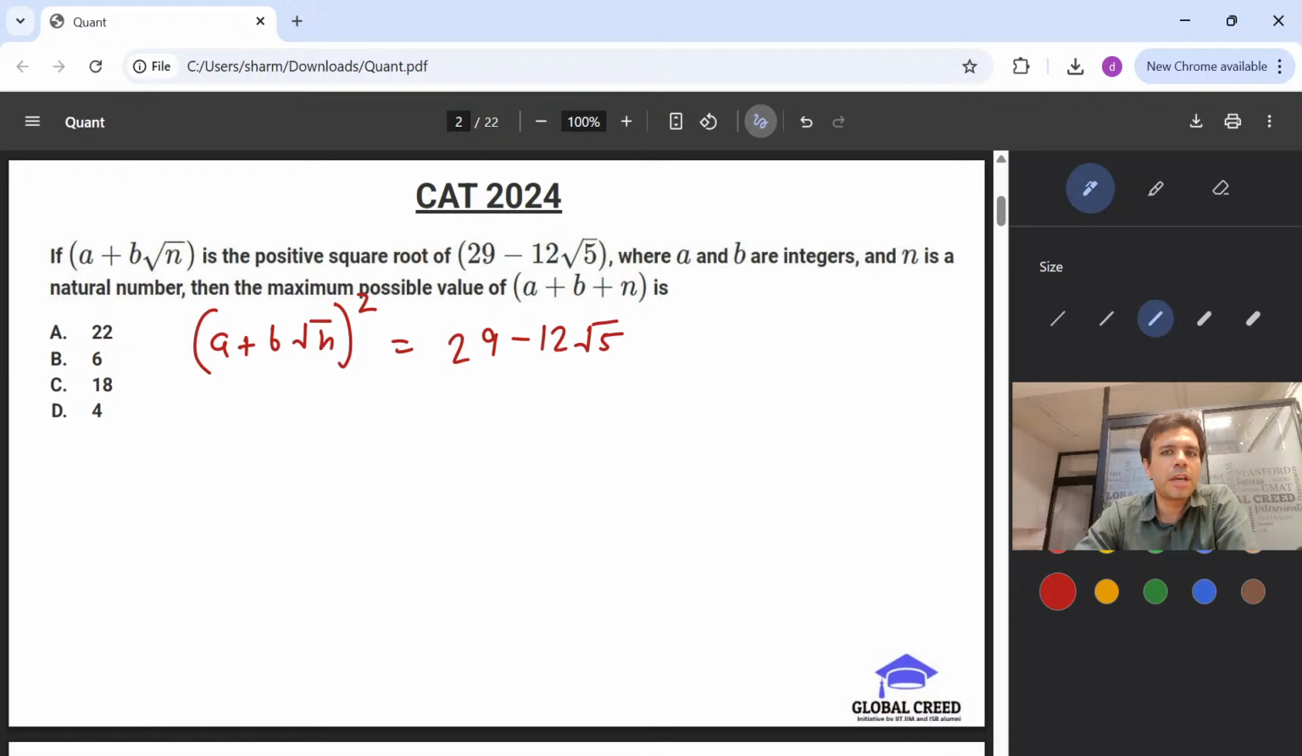Now he says where a and b are integers, n is a natural number, then the maximum possible value of a plus b plus n. We have to find the value of what?